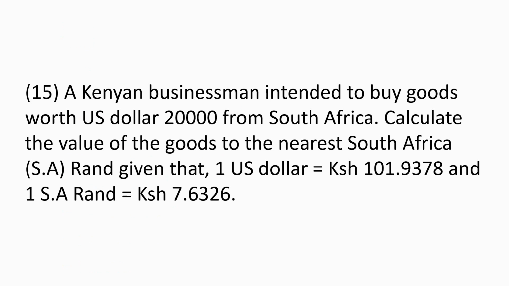Question 15. A Kenyan businessman intended to buy goods worth 20,000 US dollars from South Africa. Calculate the value of the goods to the nearest South African rand, given that 1 US dollar is equal to 101.9378 Kenya shillings and 1 South African rand is equal to 7.6326 Kenya shillings.